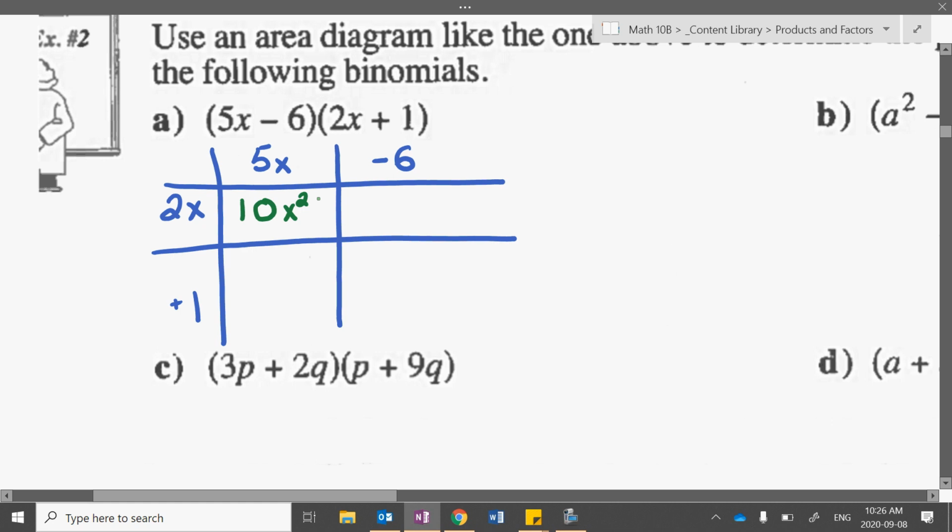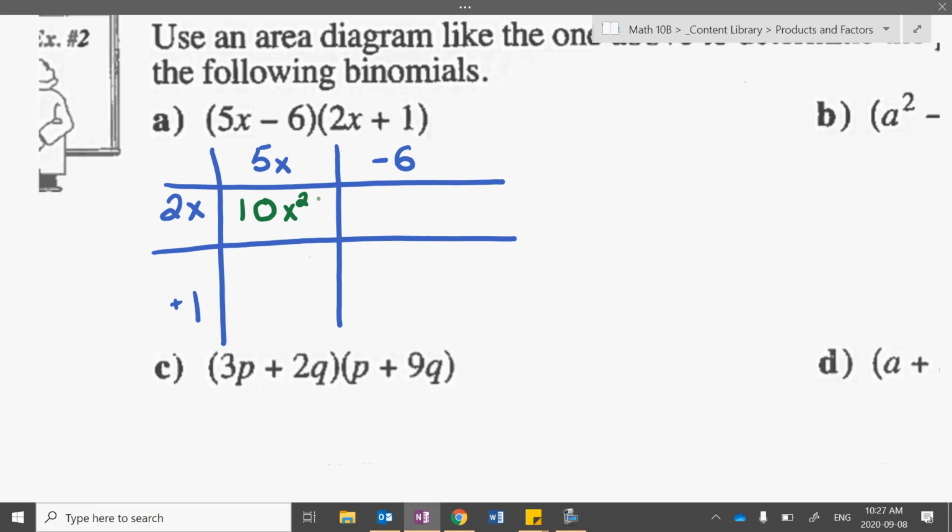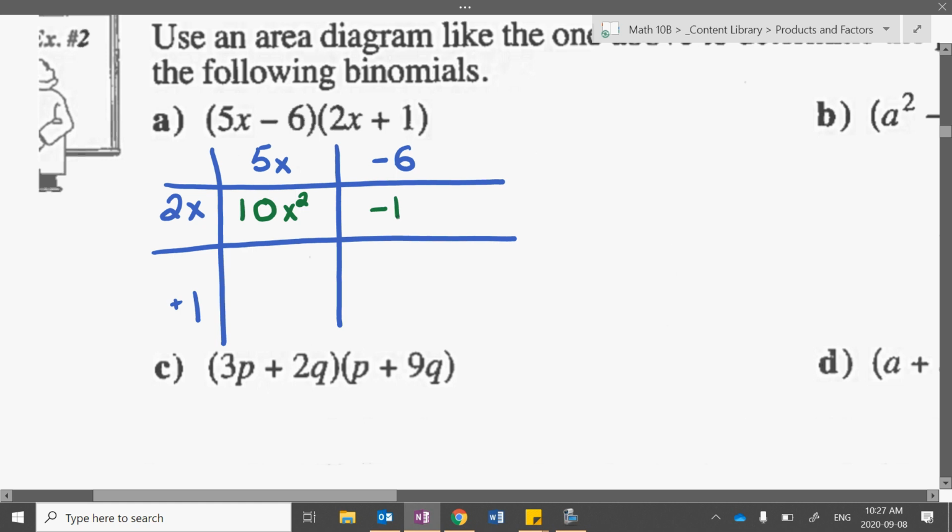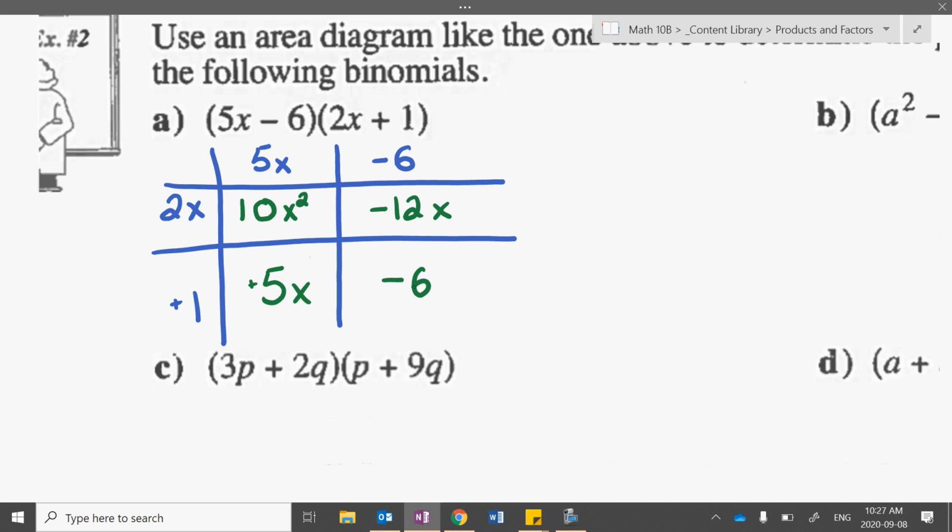2x times negative 6 gives me what? Negative 12x. 1 times 5x gives me a positive 5x. You do not have to write the plus sign, but if it comforts you, do it. 1 times negative 6 gives us negative 6. So it's a much faster way, but still kind of similar to the tiles, right? We just didn't have to draw a whole bunch of rectangles and squares, which is kind of nice.